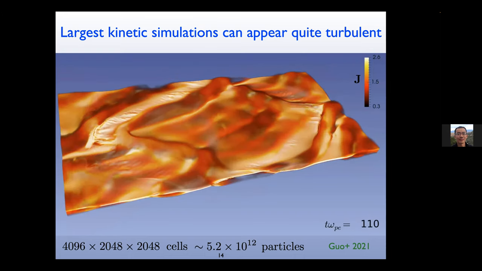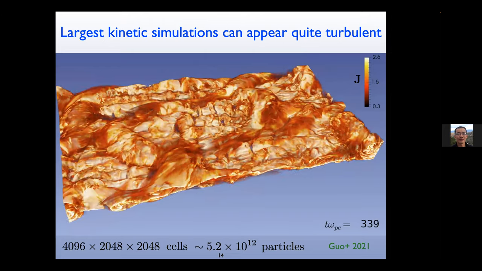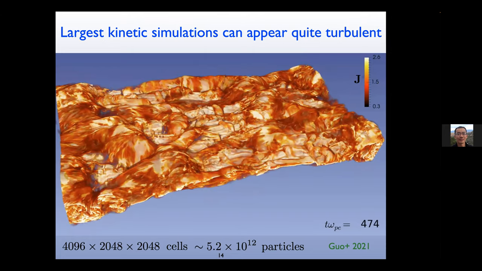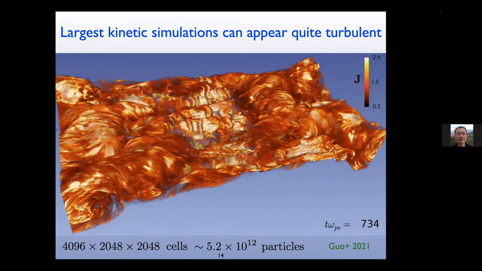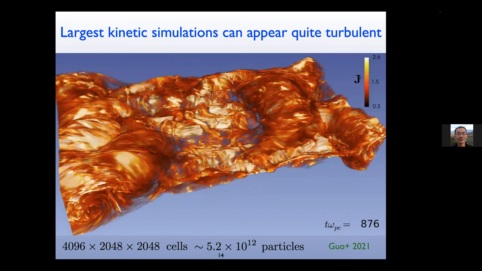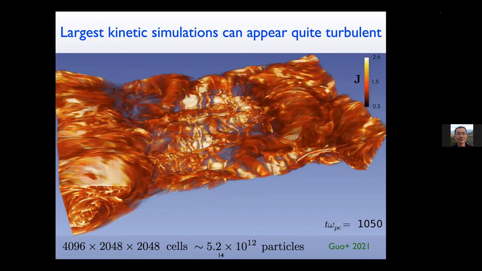If you look at some of the regions, the kink instability is so severe that some flux ropes get disrupted and completely disappear in the simulation domain. So this is a very turbulent, very dynamical reconnection layer, and we're trying to understand it.